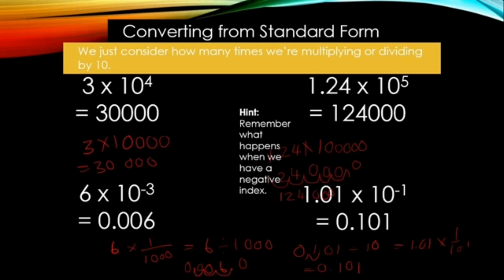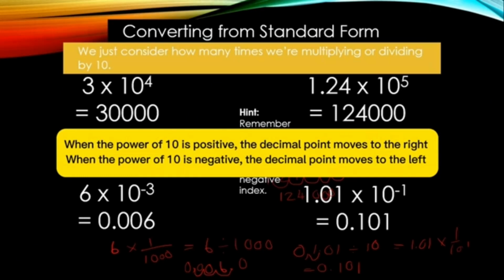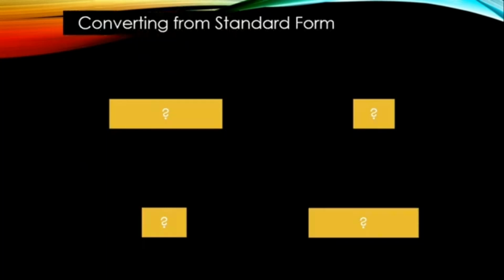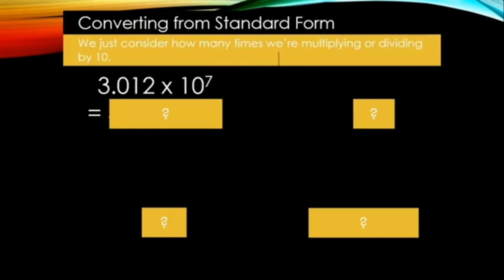So the hint is to remember what we do when we have a negative index. You can see here that when we have a positive index, we move the number of places to the right. If the index is positive or the power of 10 is positive, we move going to the right. But if the power of 10 is negative, we move the number of places to the left. Right. Now we want to look at some problems converting from standard form to ordinary form.